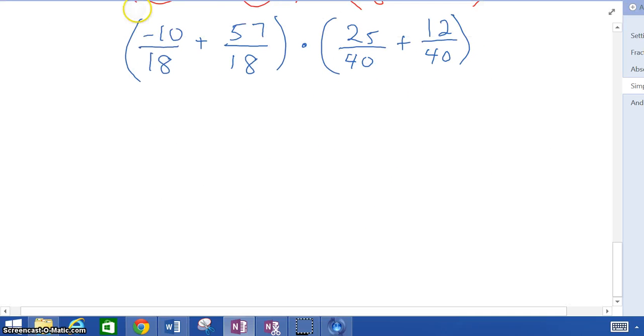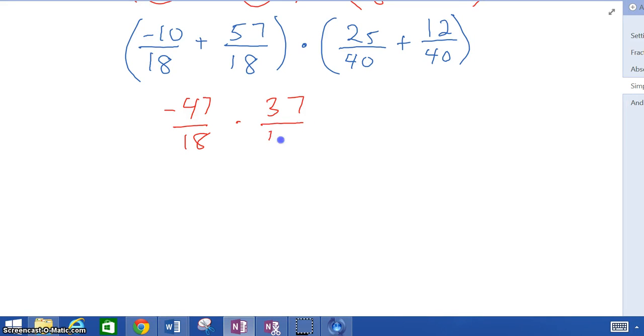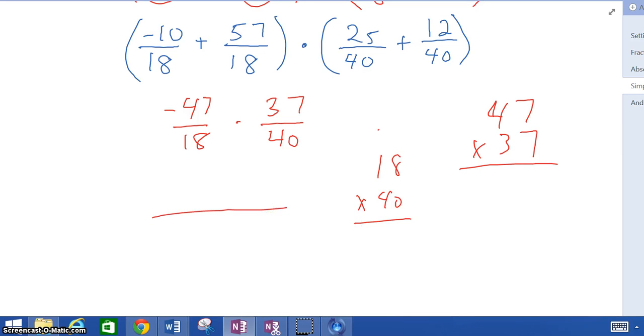So I get a negative 47 over 18 multiplied by a 37 over 40. Unfortunately, I didn't think this one out too well, and I don't have anything that reduces. So I would actually have to multiply 47 by 37, and then I'd have to multiply 18 by 40, and I'd come up with my answer. And I wouldn't make anything that difficult because that's just silly.